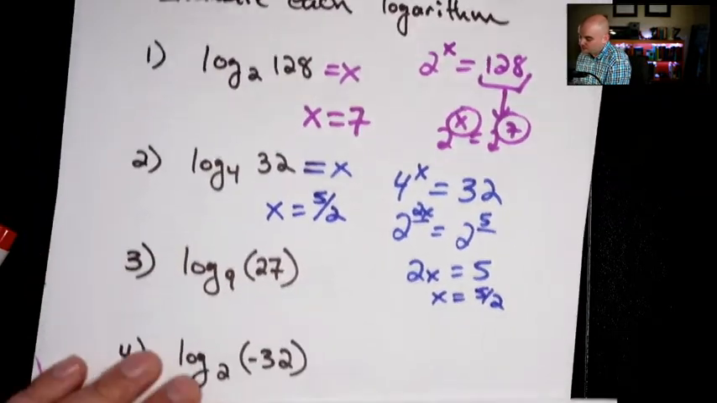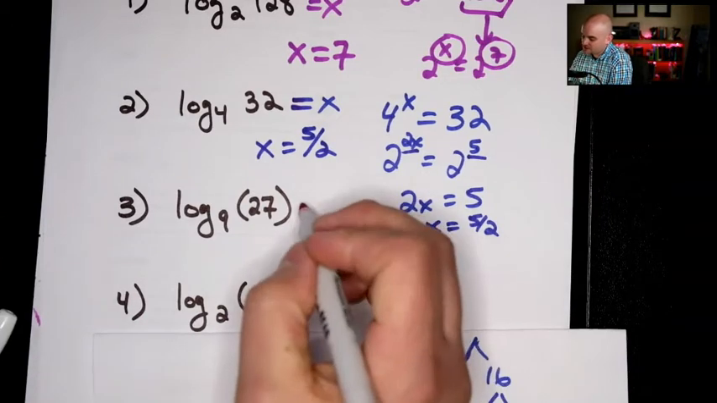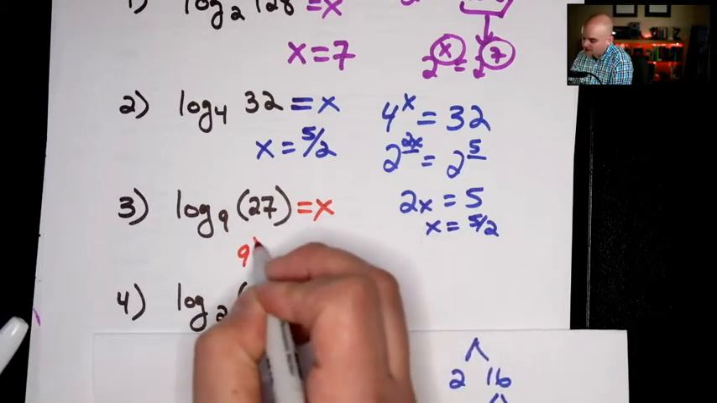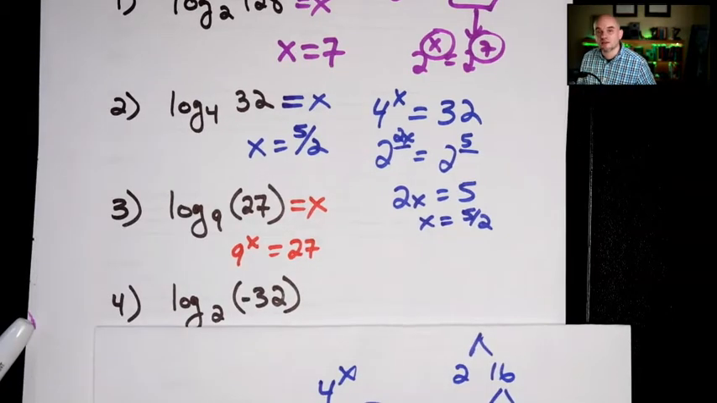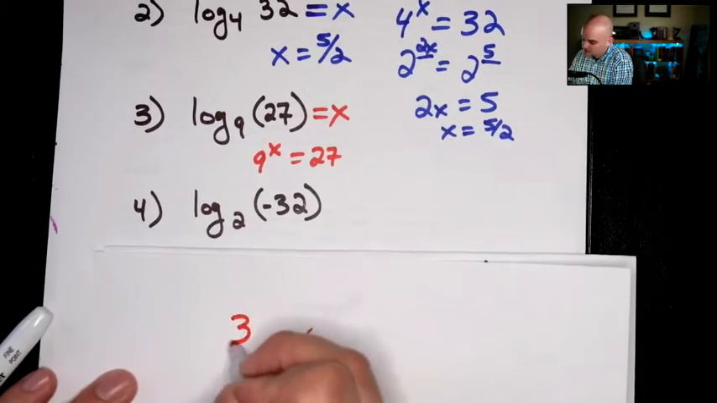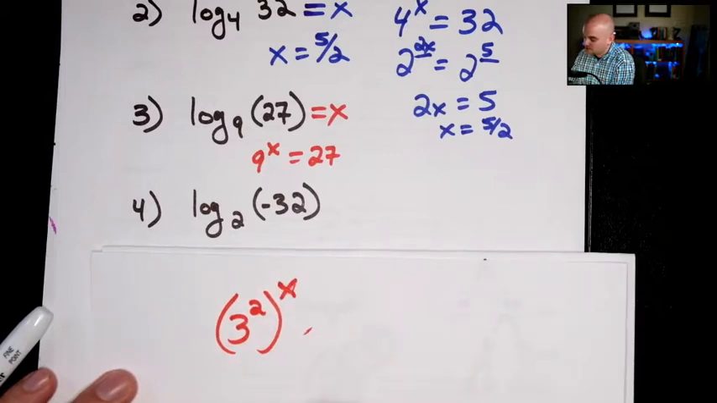Number 3 says the log base 9 of 27. Let's let that equal x. And so 9 raised to the power of x must equal 27. Once again, these are not the same bases. Let's see if we can get them there. I know that 9 can be rewritten as 3 squared. So that's what I'm going to start with first. 9 is 3 squared, and that's being raised to the power of x. So I get 3 to the 2x.